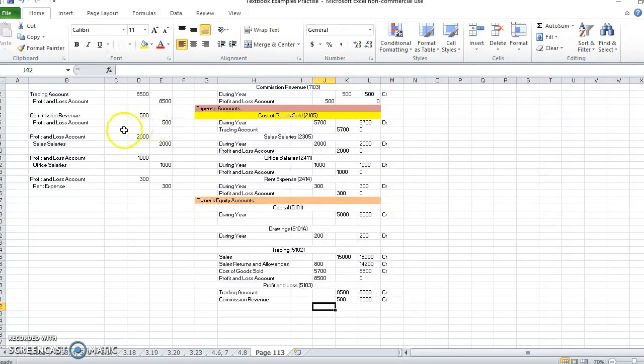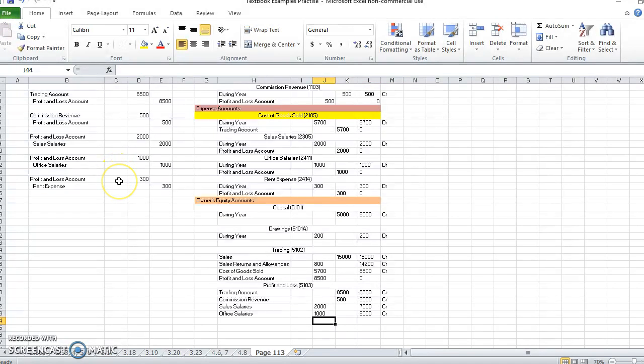For the next one, profit and loss was debited 2,000 for sales salaries. We can copy this equation down. We can see it'll take the blue minus any green plus any purple, which gives us our new credit balance. After sales salaries, we had office salaries. So profit and loss was debited for 1,000 for office salaries. Copy this equation again. Still 6,000 credit.